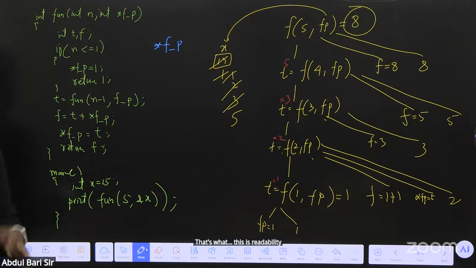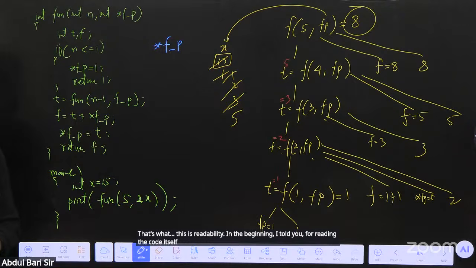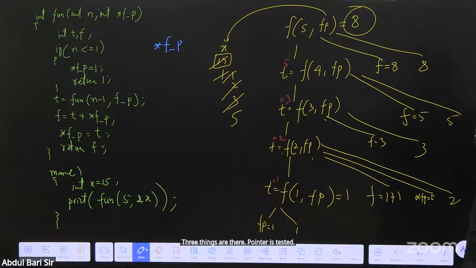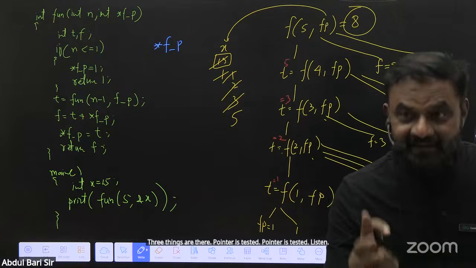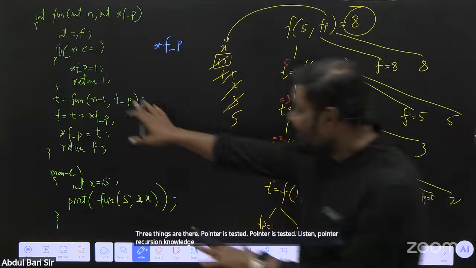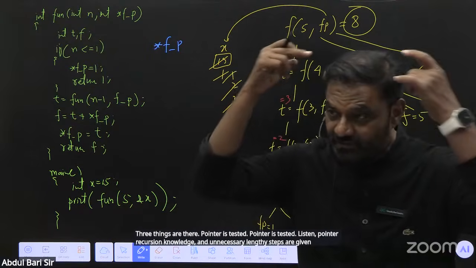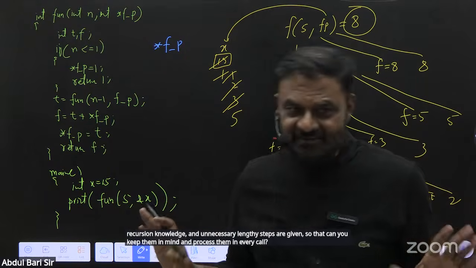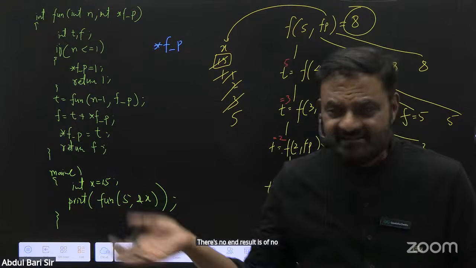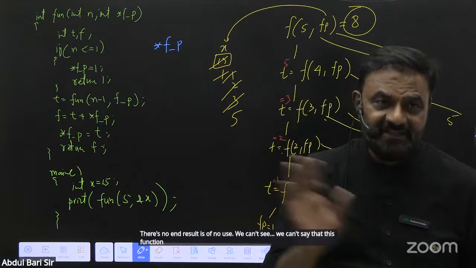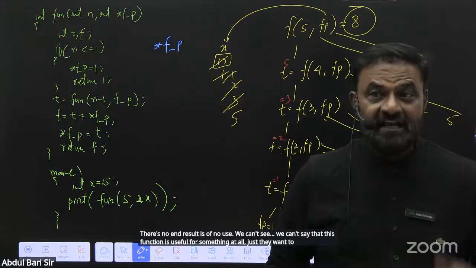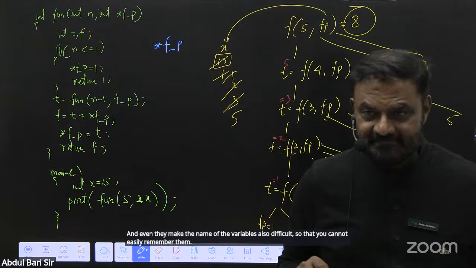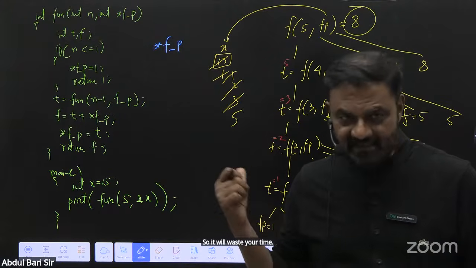In the beginning I told you, for reading the code itself is difficult in this question. Three things are there. Pointer is tested. Pointer, recursion knowledge, and unnecessary lengthy steps are given, so that can you keep them in mind and process them in every call. The end result is of no use. We can't say that this function is useful for something at all. Just they want to test on this one. And even they make the name of the variables also difficult, so that you cannot easily remember them. So it will waste your time. This type of code will waste your time.